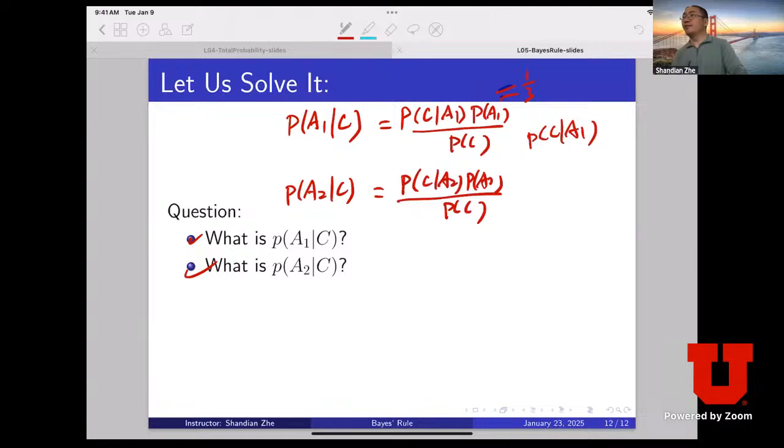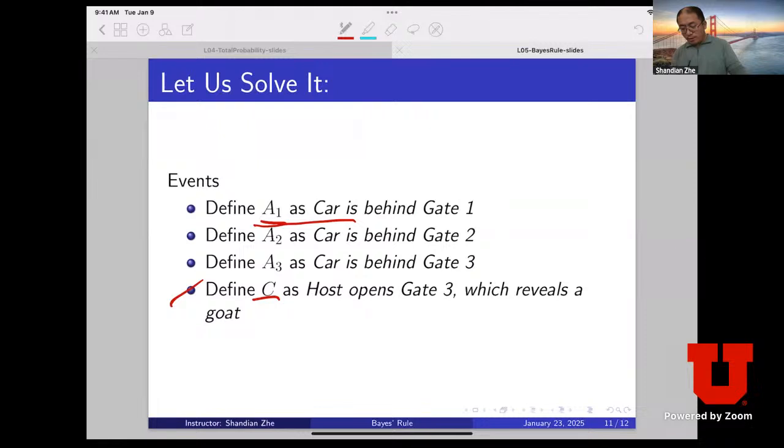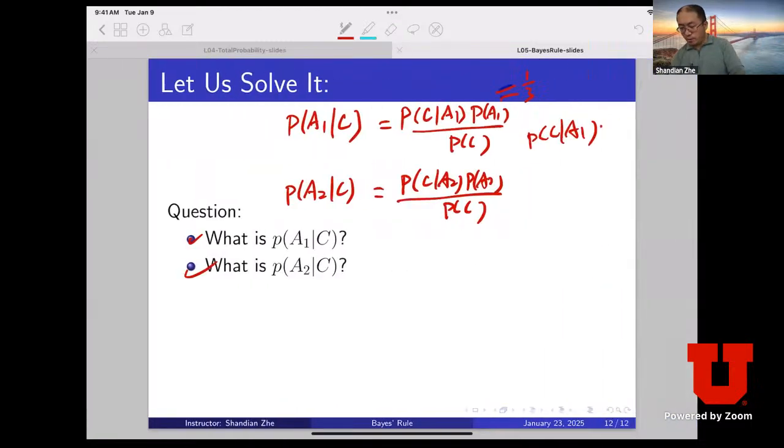Half, right? I heard that, right? Because the host knows where the car is. Now you pick gate 1. I know I can randomly pick gate 2 or gate 3. It just randomly picks one, so it has a chance of 1/2 to pick gate 3, right? So that means the numerator for the first conditional probability is 1/6.